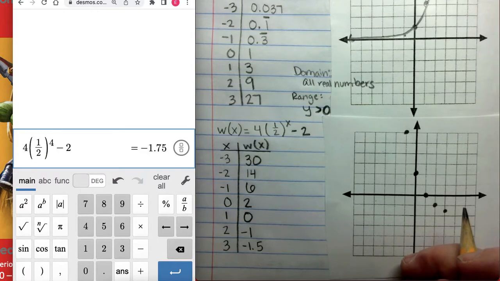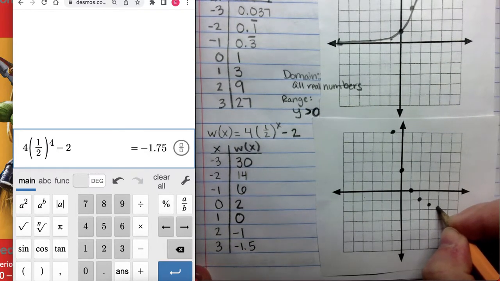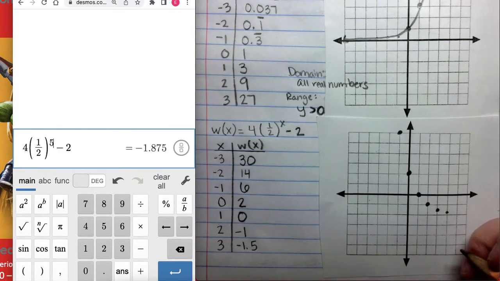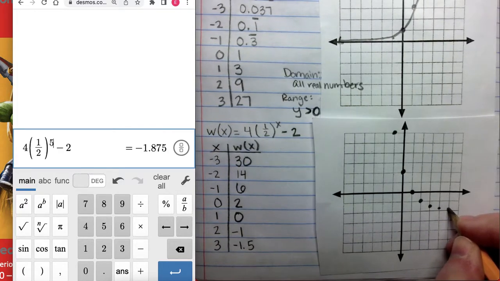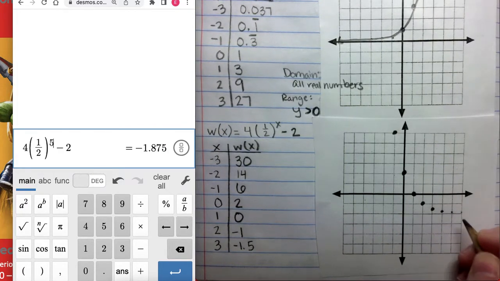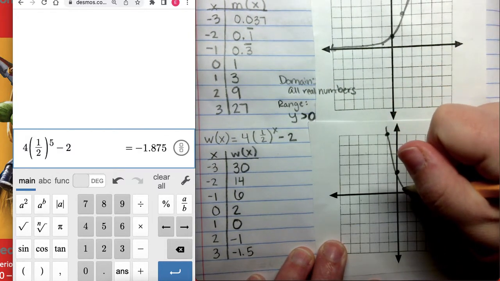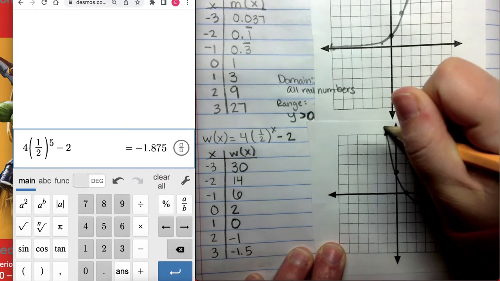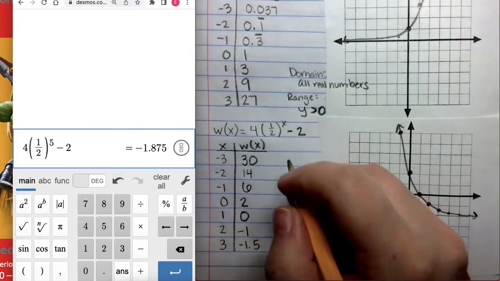So 4, we get -1.75. I put in 5, -1.8. So now we can kind of see it's not going to ever get to that 2. It's going to just kind of keep going and going and going. So this time, this is a decay because it's going to get smaller as we go to the right. It's going down. Okay, so this is a decay.